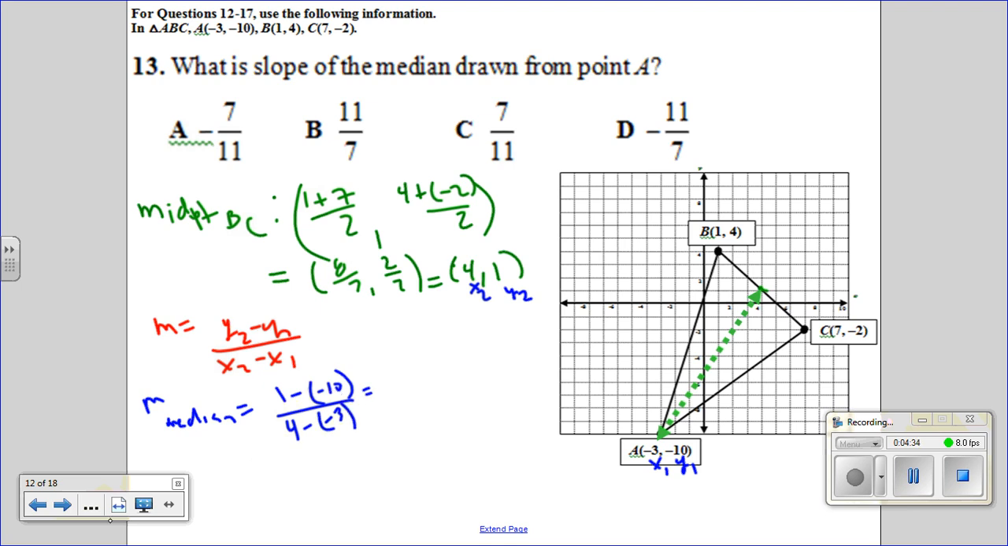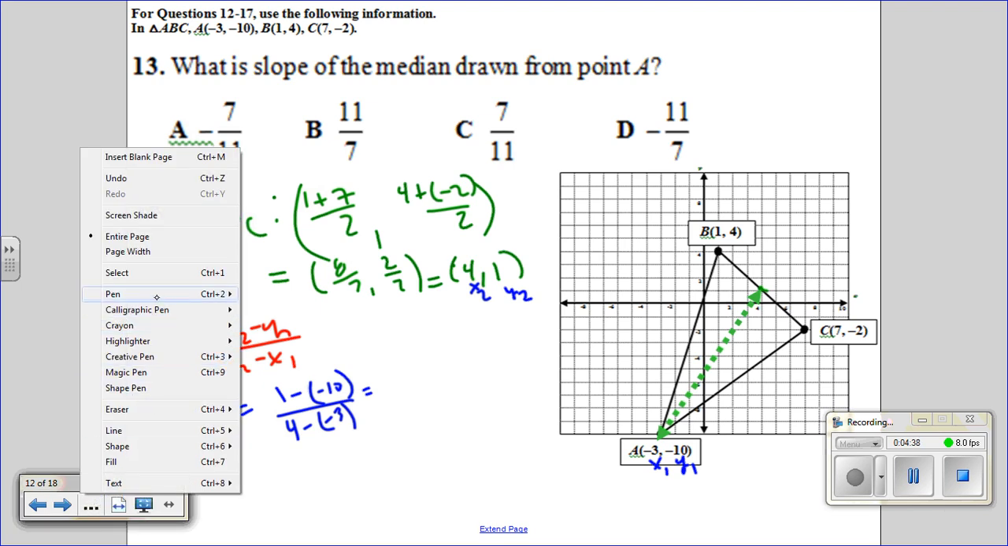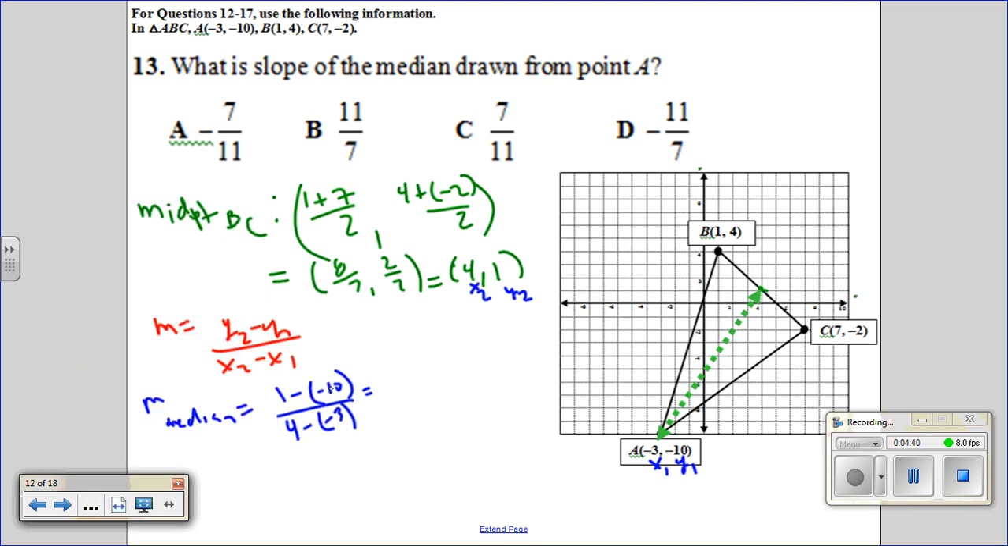1 minus negative 10, there's a double negative. So any time you have a double negative, it turns both into positives. So that becomes 1 plus 10, which is 11. Again, on the bottom you have a double negative, so it becomes a positive, and it's 7. So 11/7 is the slope of the median.